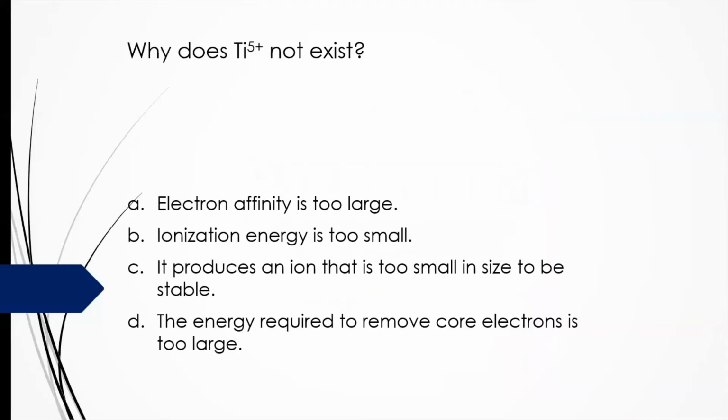Let's look at our titanium 5+. Why do we not have titanium 5+? A good way to start with that one is looking at your electron configuration. So your electron configuration for titanium is going to be argon, 4s2, 3d2.